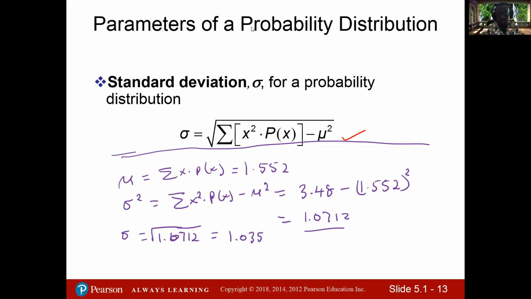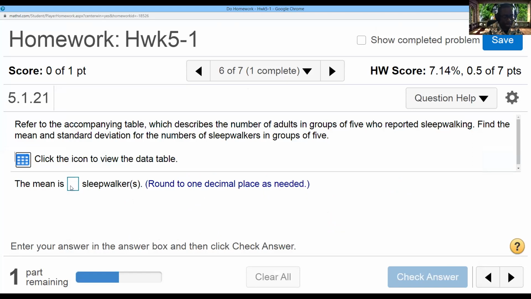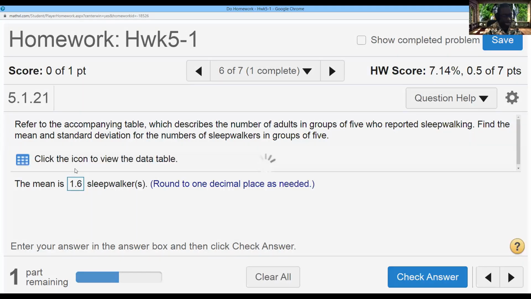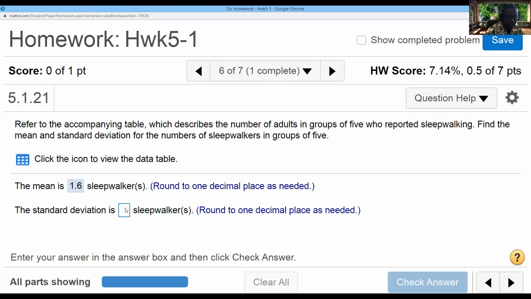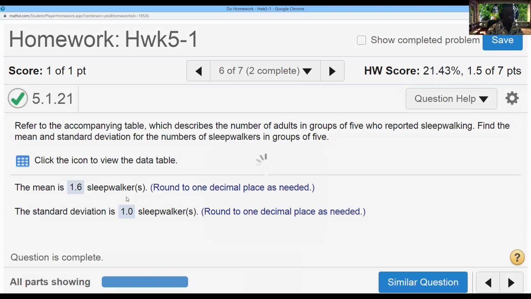Okay, so let's go and enter our answers and make sure we got it right. Now the mean rounded to 1 decimal place will be 1.6, and the standard deviation to 1 decimal place will be 1.0. All right, so that is it.